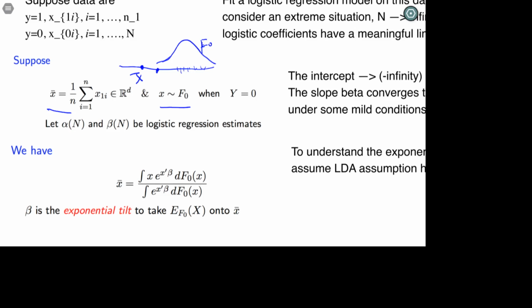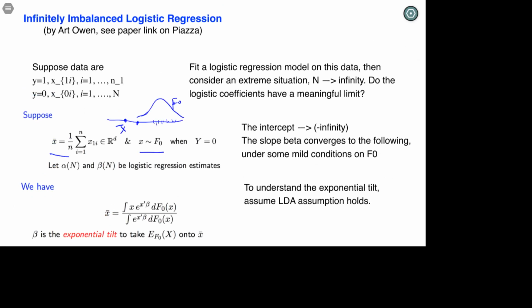Well, I can talk more about this next time. So this is very interesting. You're going to find out for logistic regression, that beta is exactly the slope. So even in this extremely imbalanced case, you can fit a logistic regression model. You probably have to drop the intercept, but the slope parameter is still very meaningful. Okay.